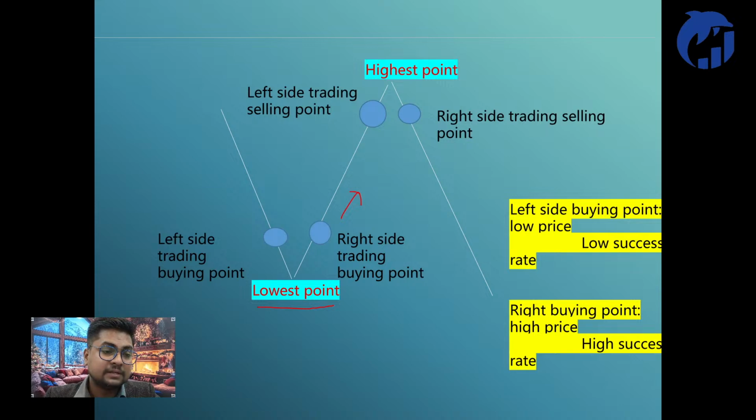So if you understand, just look at it: the left side buying point has a lower price but a low success rate. If you buy at this level, we have a lower price but a low success rate. But if you look at the right side trading point, it has a higher price but a high success rate. So what do you want to do? Obviously you want the high success rate, so you go buying at this level, so you can drive the profit and have very good success.